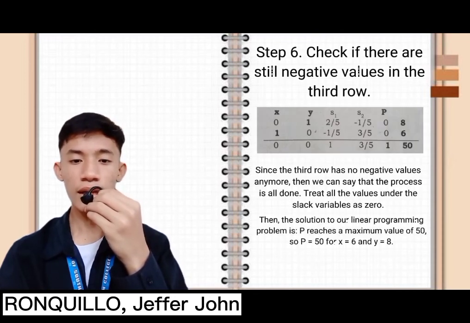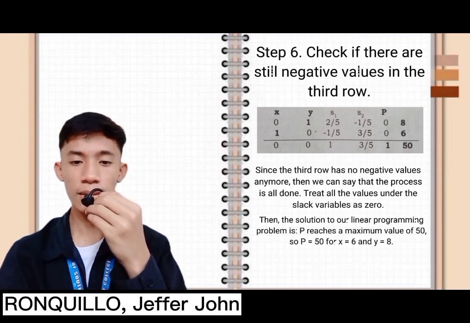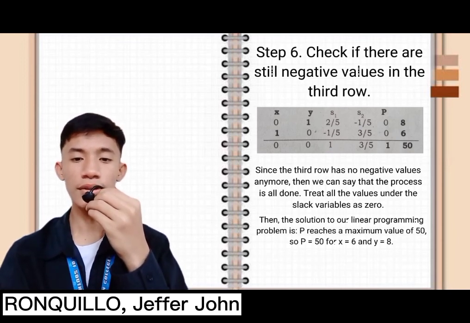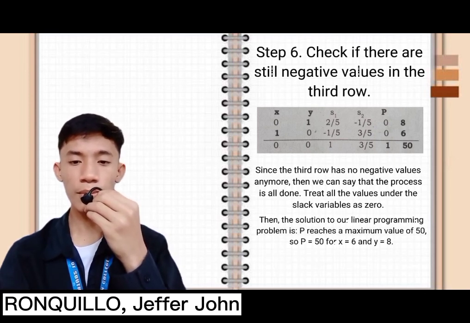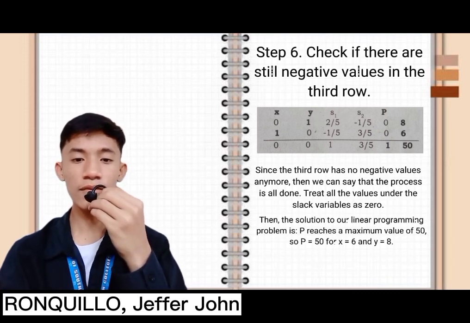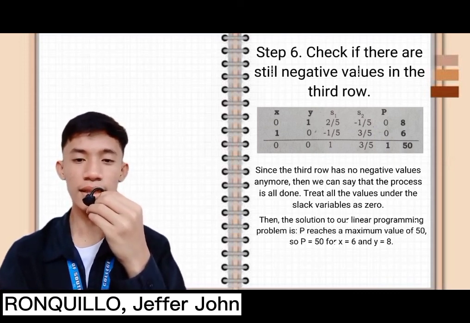Since the third row has no negative values anymore, we can say that the process is all done. Treat all the values under the slack variables as 0. Then the solution to our linear programming problem is that p reaches a maximum value of 50, so p equals 50, for x equals 6 and y equals 8.